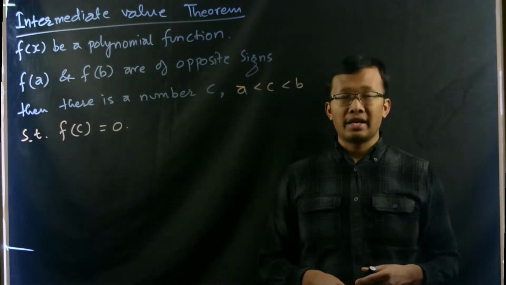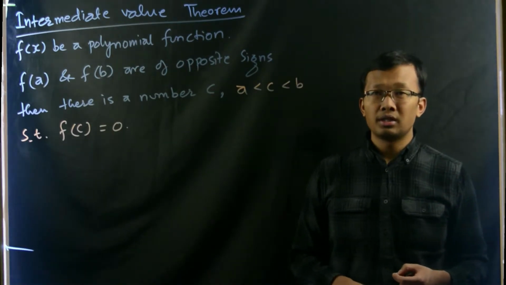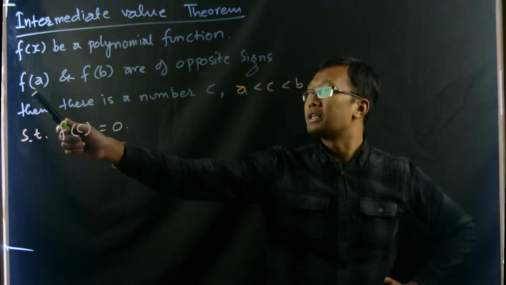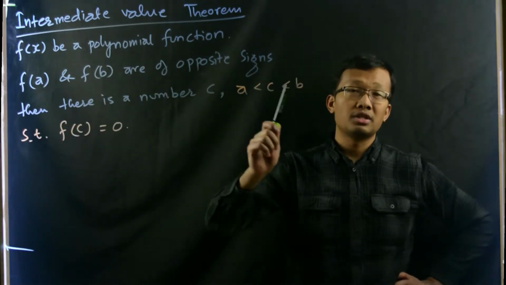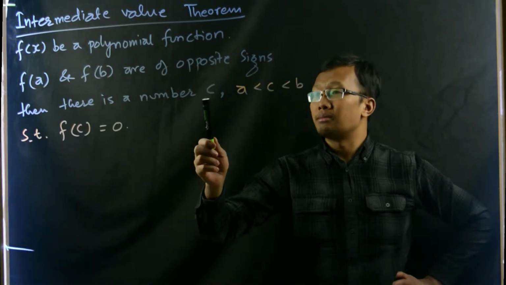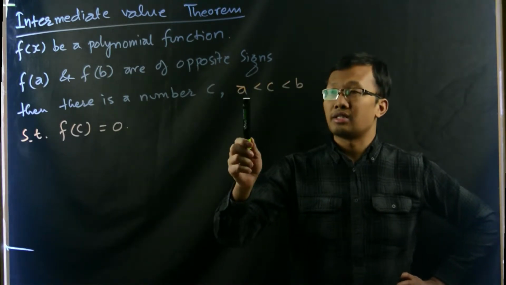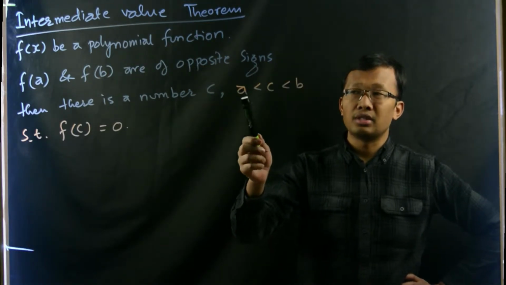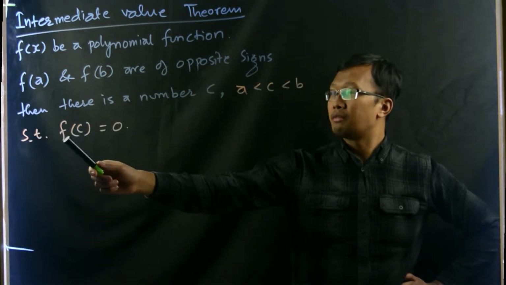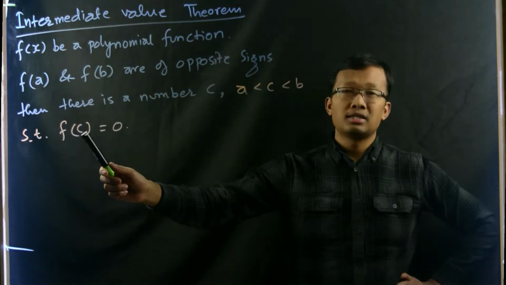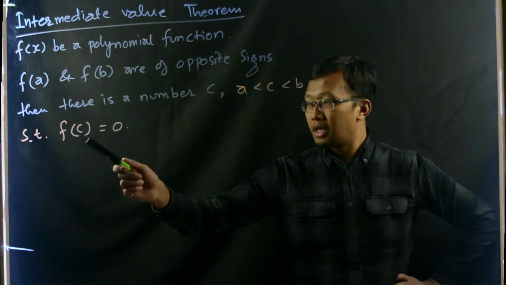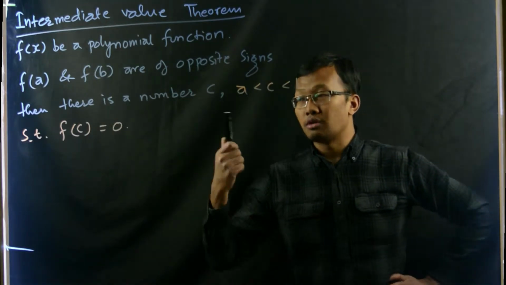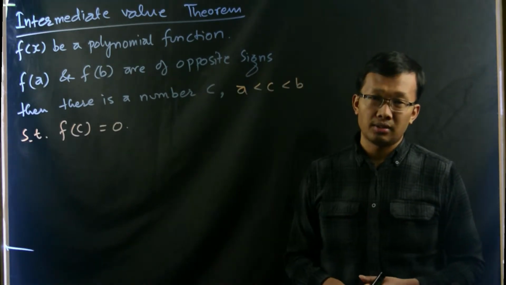So here let us take f to be a polynomial function, and let us suppose a and b are two numbers such that their functional values are of opposite sign. Then there will be a number c such that a is less than c is less than b. That means c lies in between a and b, and f of c equals 0. That means c is an x-intercept of the given graph of the polynomial, or a root of the polynomial equation.